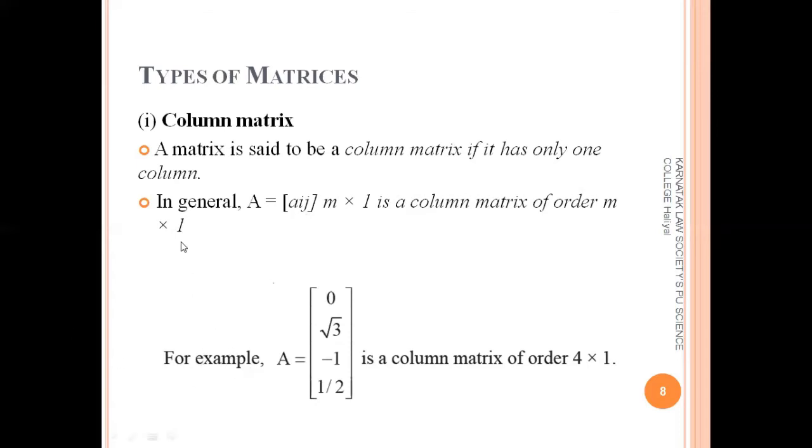1 indicates the number of columns is equal to 1. See the example given below here. It has 4 rows and it has only 1 column. That's why its order is 4 by 1.